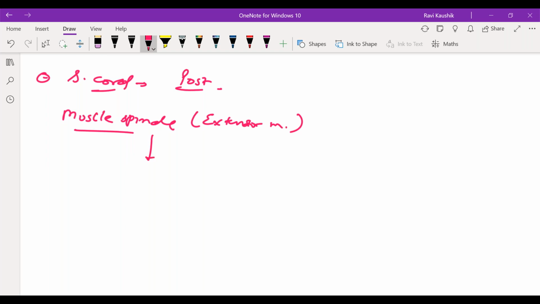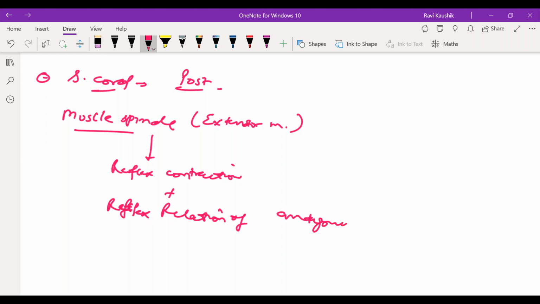This will lead to, if this is stimulated, reflex contraction of the same muscle and reflex relaxation of the antagonistic muscle. So if the extensor muscle is stimulated, the muscle spindle is stimulated, so the same muscle will have contraction and there would be reflex relaxation of the antagonistic muscle.